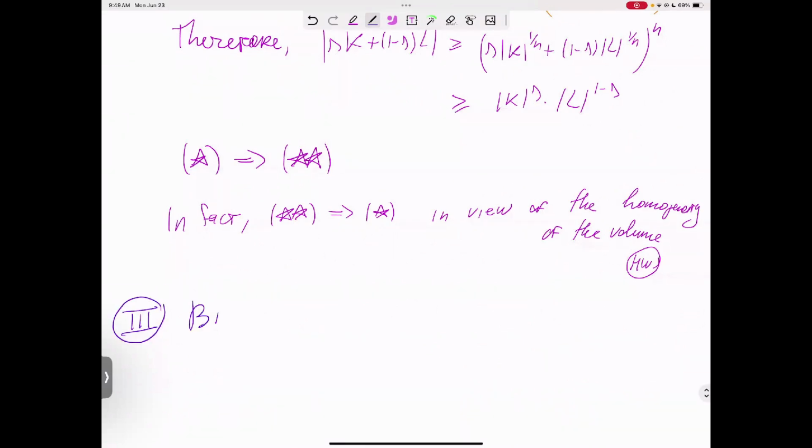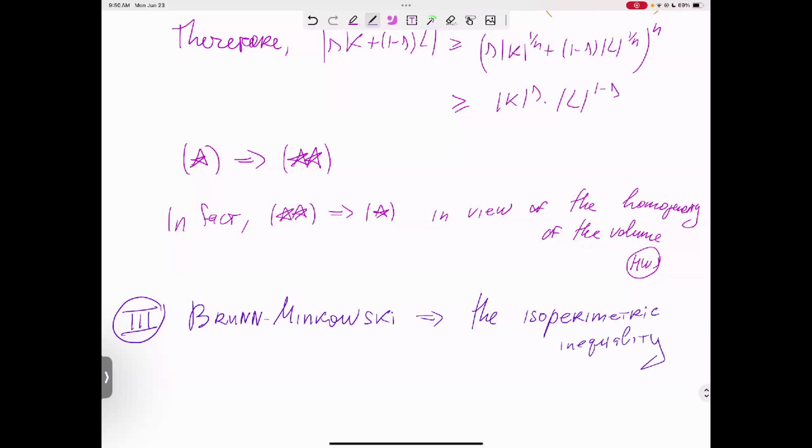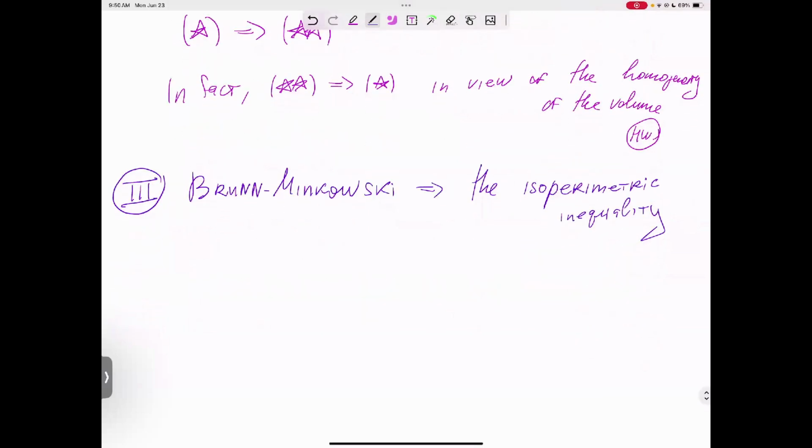So here's part 3 about verifying the isoperimetric inequality from Brunn-Minkowski. Of course, we haven't proved the Brunn-Minkowski inequality, but we will soon. So Brunn-Minkowski implies the isoperimetric inequality. Does anyone have any questions? No? If not, we will proceed. So proof.